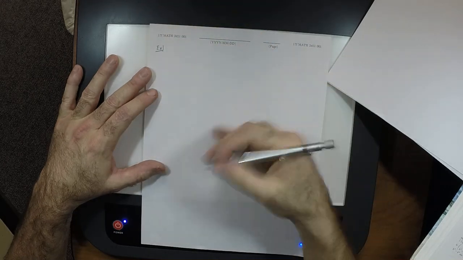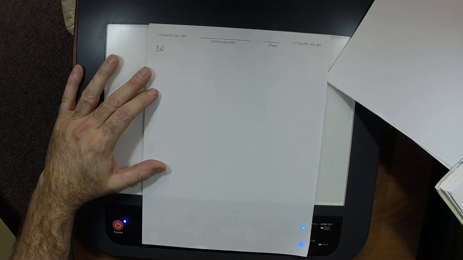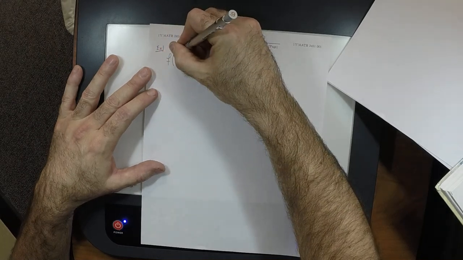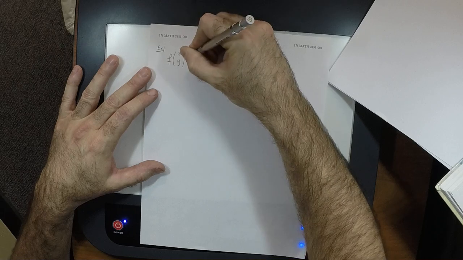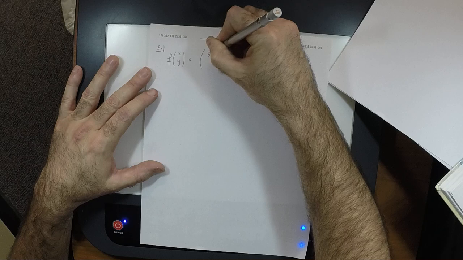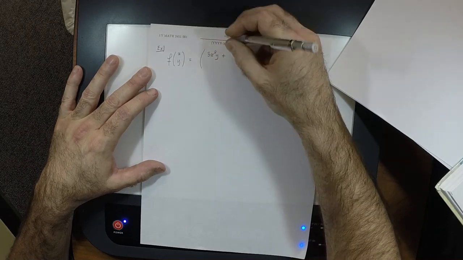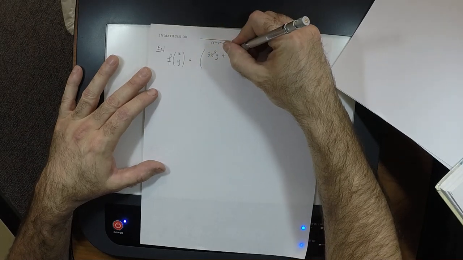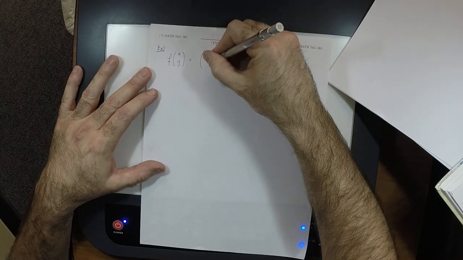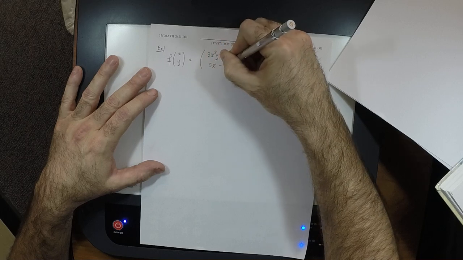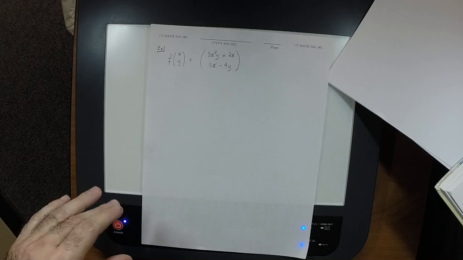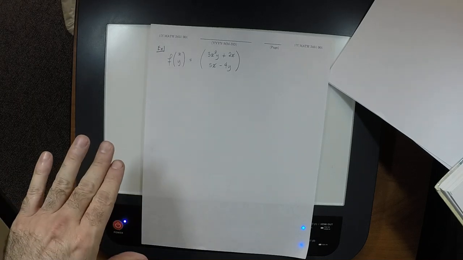So how about f of x and y is equal to, say, 3x squared y plus 2x divided by 5x minus 4y. So in the first place, please compute the derivative of this function.